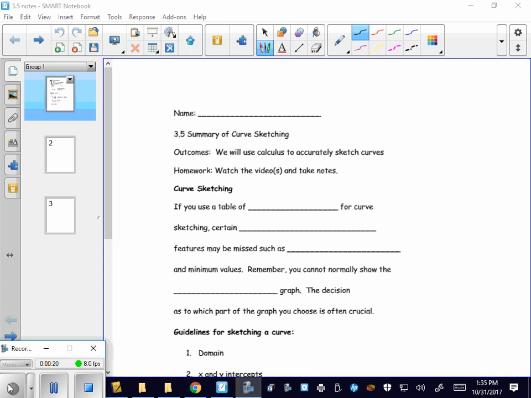All the information that we got in 3.3 was about how the derivatives and second derivatives affect the shape of a graph. We're going to put all that stuff together, as well as some other pieces, and actually be able to sketch a curve accurately based upon all the calculus that we know how to do now. So curve sketching. Here's the deal.